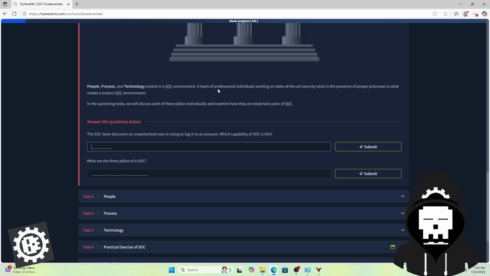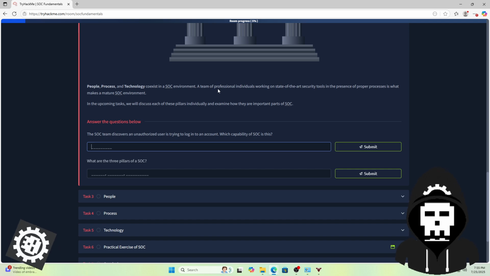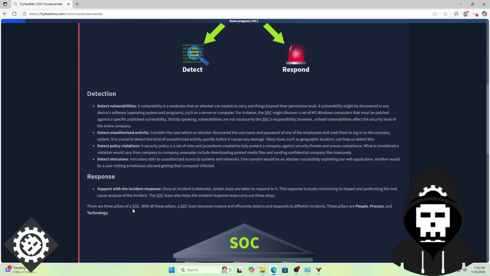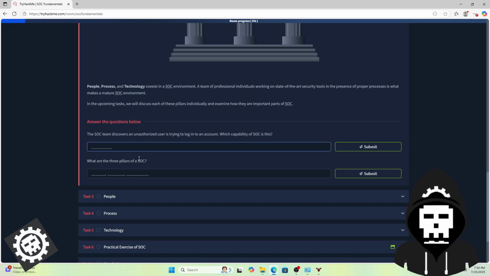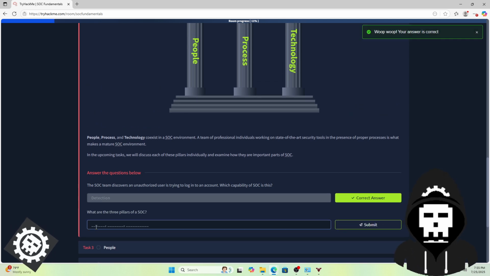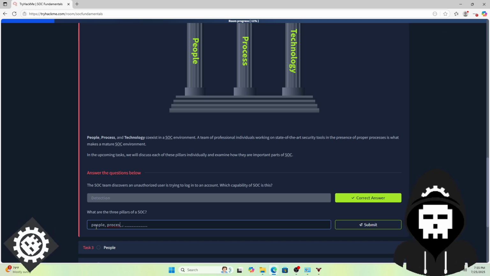The SOC team discovers an unauthorized user is trying to log into an account. Which capability in the SOC is this? So, we said before there's a couple capabilities, and it's going to be these bold things up here, which are part of the capabilities. So I would say the SOC team discovers an unauthorized user is trying to log into an account. I would say that is a detection. And we are correct. So what are the 3 pillars of SOC? Really nice up here. We have people, processes, and technology.